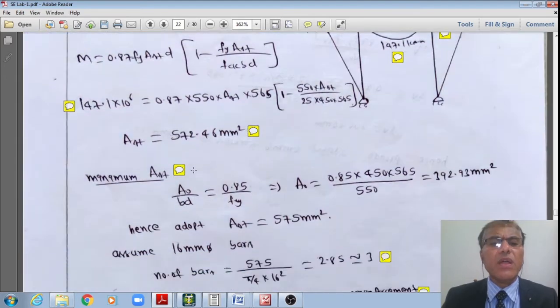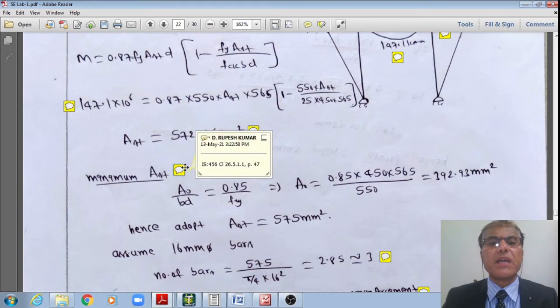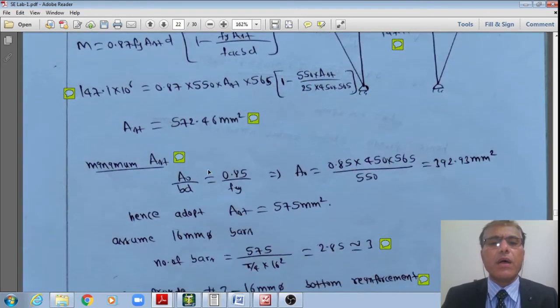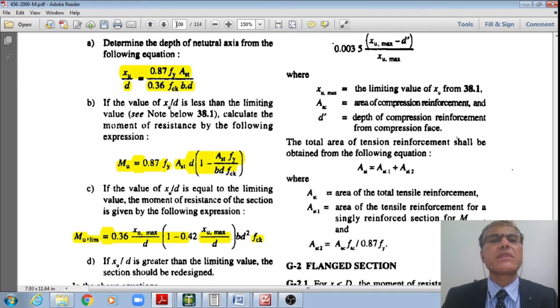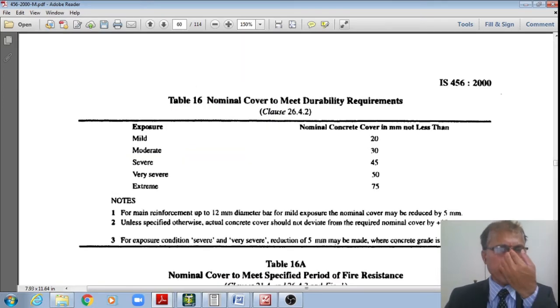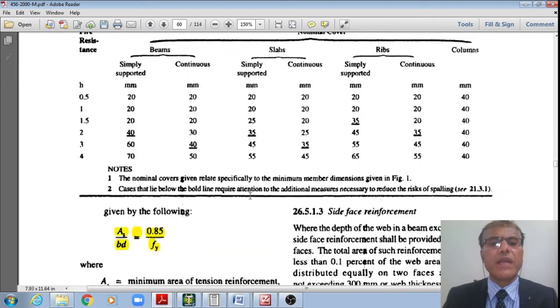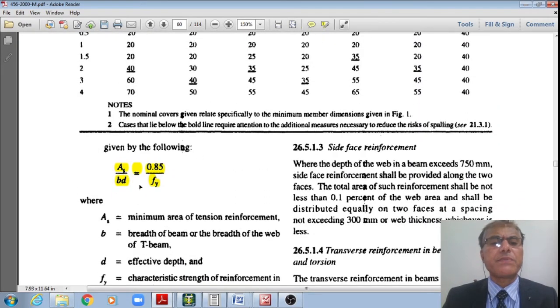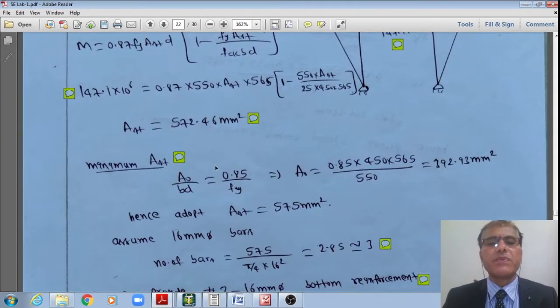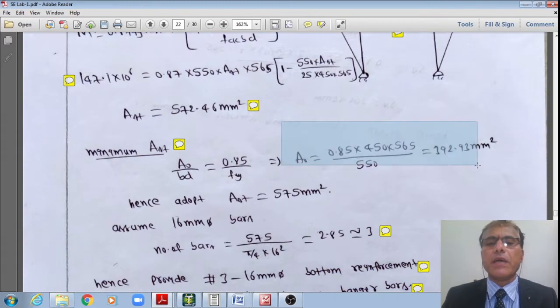However, what is the minimum area of steel as per IS 456 clause 26.5.1.1, page number 47? Let me go to that page number 47, student. Page 47 means 47 plus 13. Now I'll move to this page number 47. On this page, it gives an expression: Ast by b d is equal to 0.85 divided by fy. Using this formula, now I'll calculate the minimum area of the tension steel required.